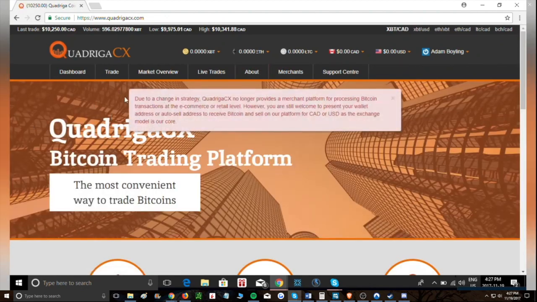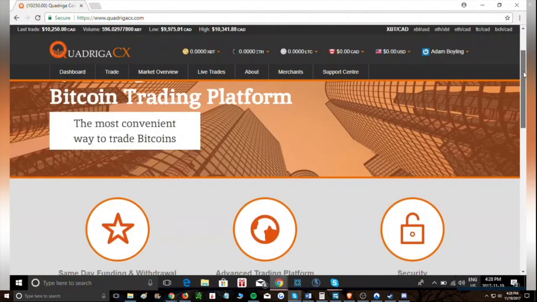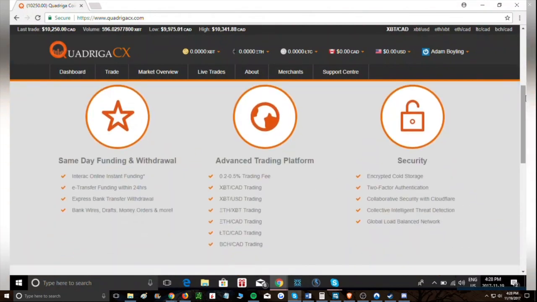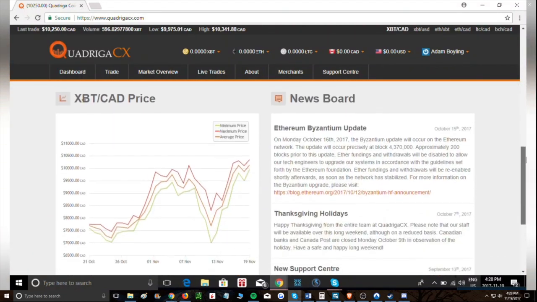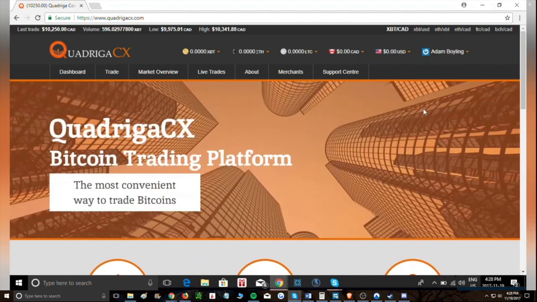And here in the merchant section, you'll see this red pop-up. They used to have a merchant platform for e-commerce and retail where you could buy and sell stuff, but they've gotten rid of that. So now it's just basically a news page down here. Nothing exciting. One thing that is really good, though, for Quadriga is they have a fantastic support area here.